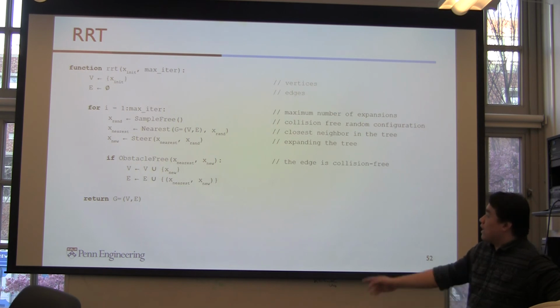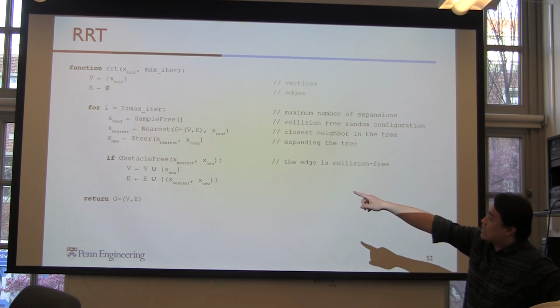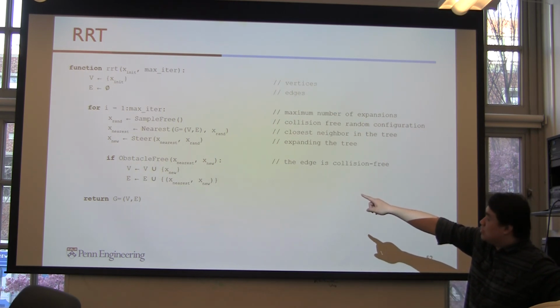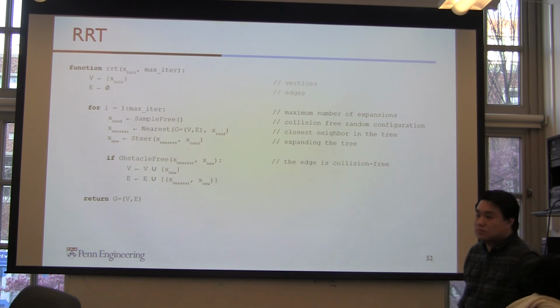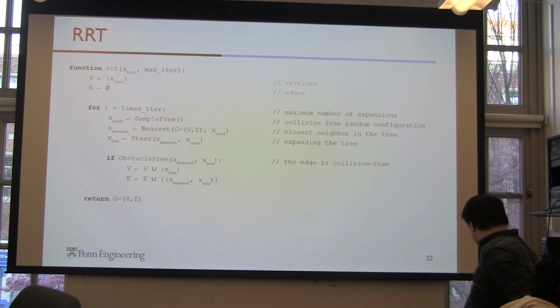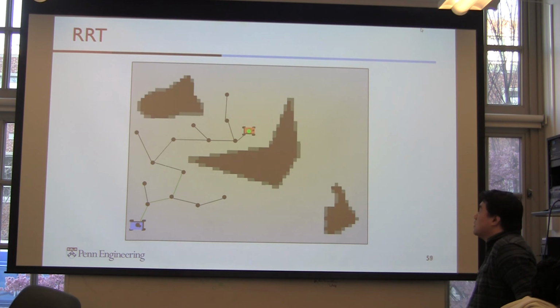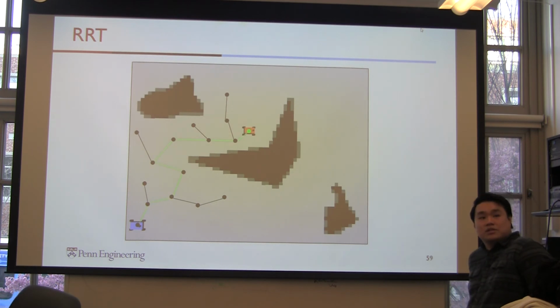So you're adding the x new from the steering function to your vertex set instead of the random sample point. But the random sample point gives us some place to start. Yeah, so you have some rules like, okay, I sampled this random point, and then I should do something about it, toward that direction.